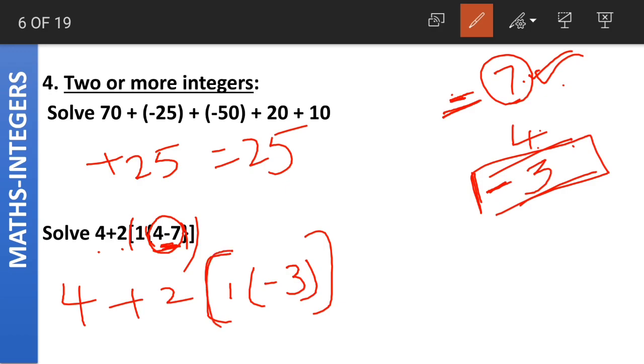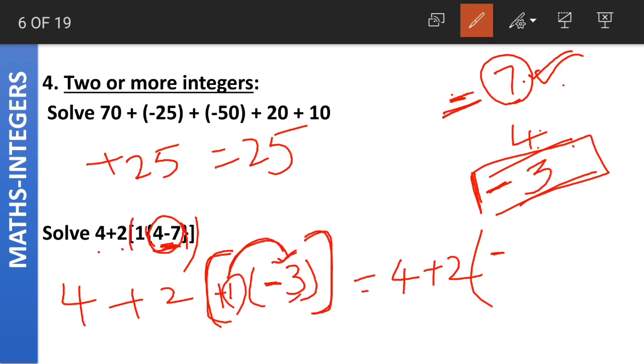Again, let us solve this bracket now. 1 into minus 3. How do we write this? Let us multiply the signs first. 1 has a positive sign and 3 has a negative sign. Plus into minus becomes what? Plus into minus becomes minus. Then we multiply the absolute values. 1 into 3. 1 3s are 3.